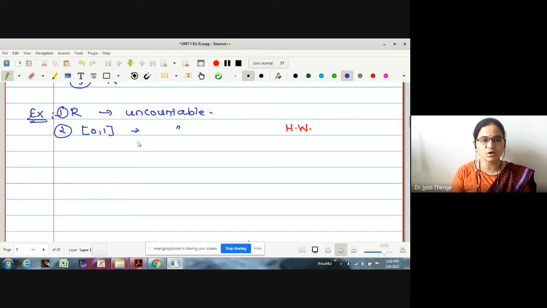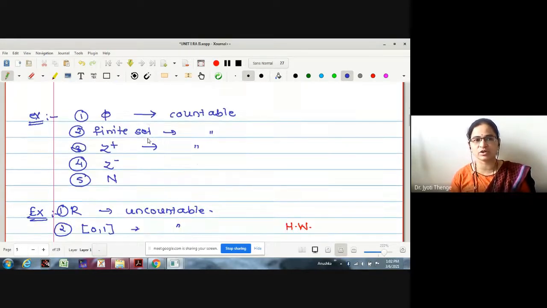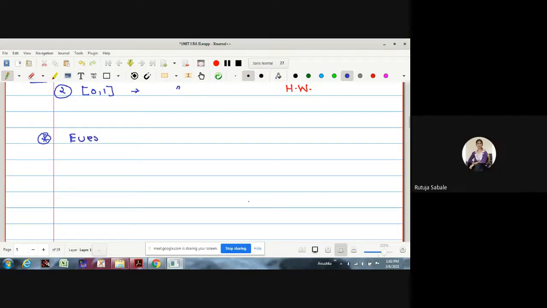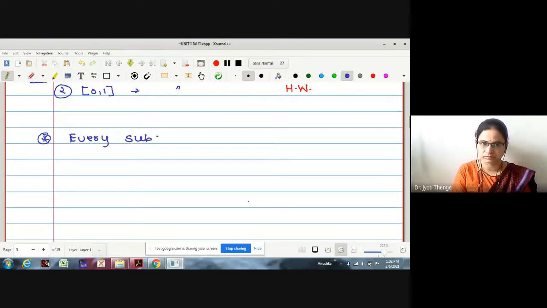Okay. Now we will go for the operations. What about a subset of a countable set? Countable. A subset of a countable set is countable. What about a superset?